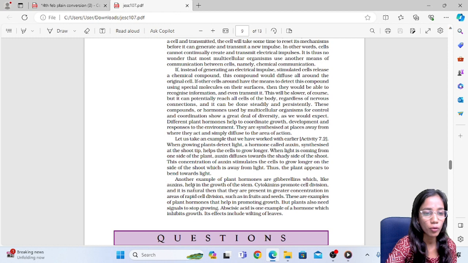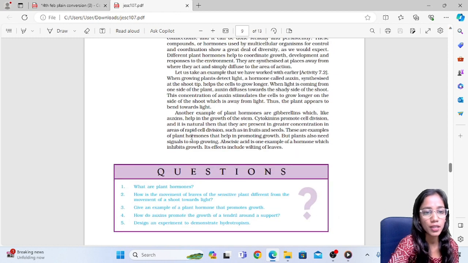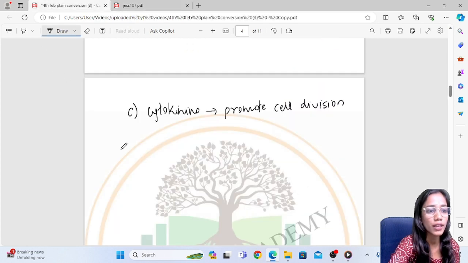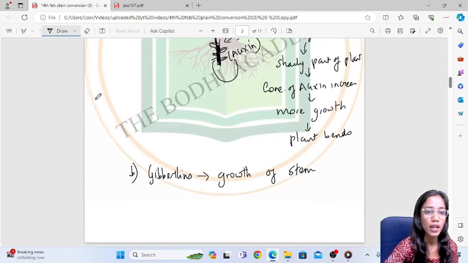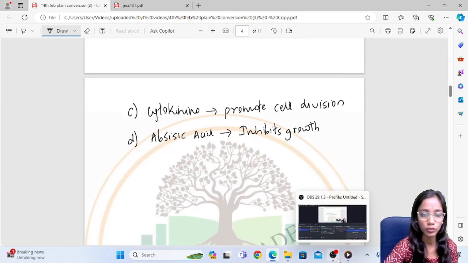Okay, next hormone is abscisic acid. Now what is this abscisic acid? This is an inhibitory hormone. This hormone tells the plant when it has to stop growing. Abscisic acid inhibits growth. Majorly it is involved in the drooping of the leaves and flowers. So that is abscisic acid. These are some of the hormones which are present in the plants and they help in the proper growth of the plants.